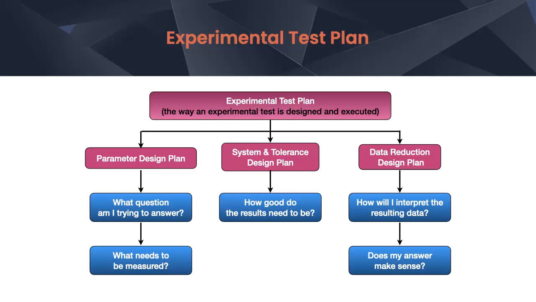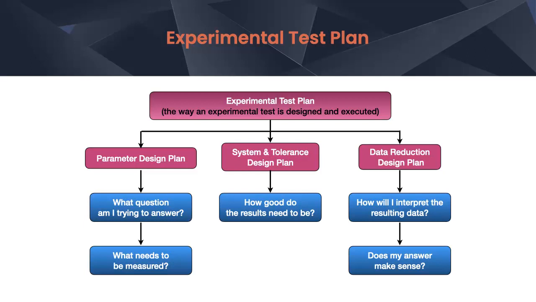And the second component of the experimental test plan is the system and tolerance design plan. In other words, how good do the results need to be? Or what is the error that you would be comfortable with in your experimental data? So that has to be known a priori.